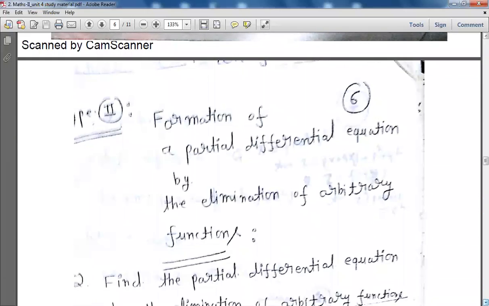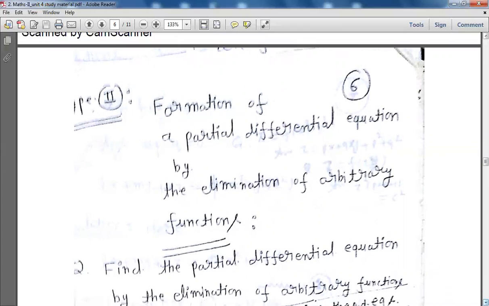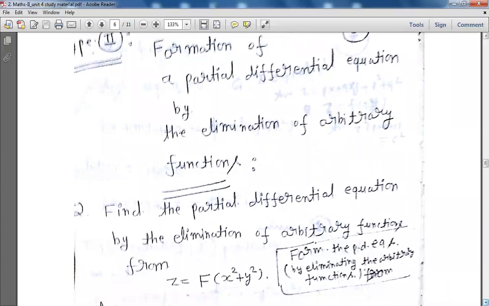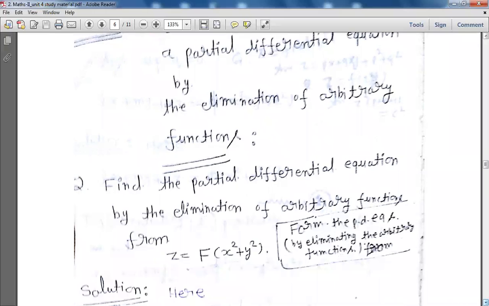In the first method, given a relation involving arbitrary constants, we can constitute a partial differential equation with the help of elimination of arbitrary constants. Now we shall use the second method, that is type second, formation of a partial differential equation by the elimination of arbitrary functions. The relation involves an arbitrary function.